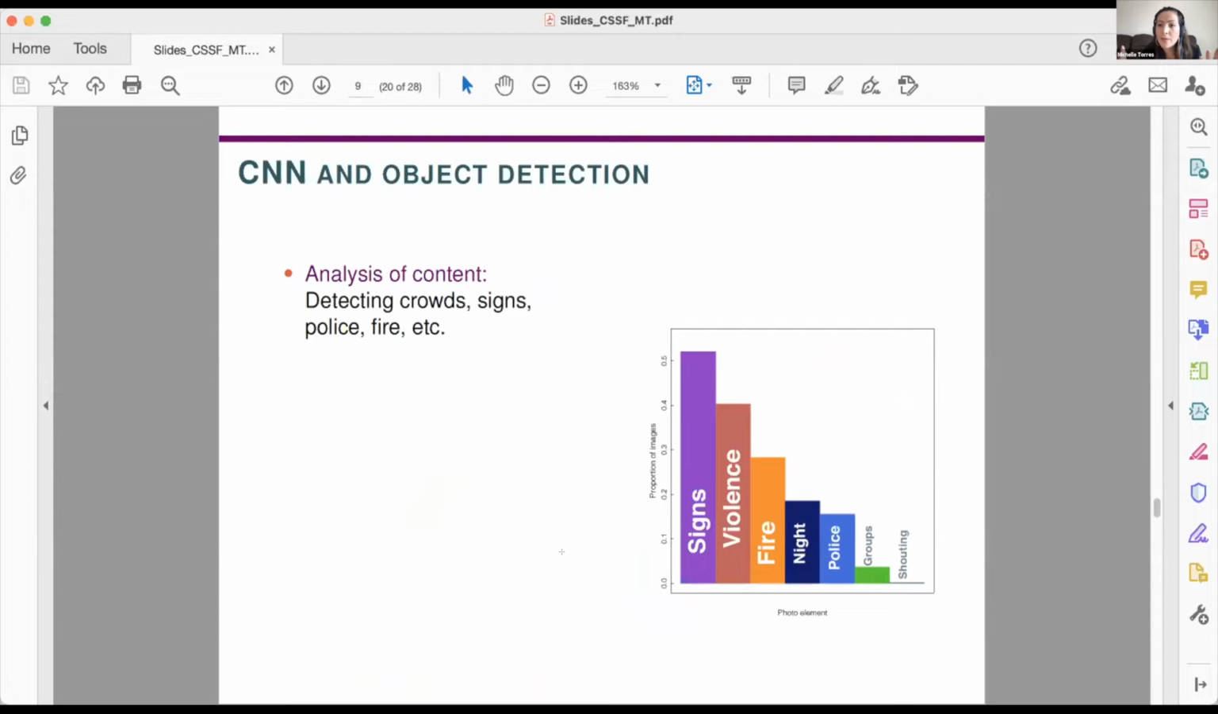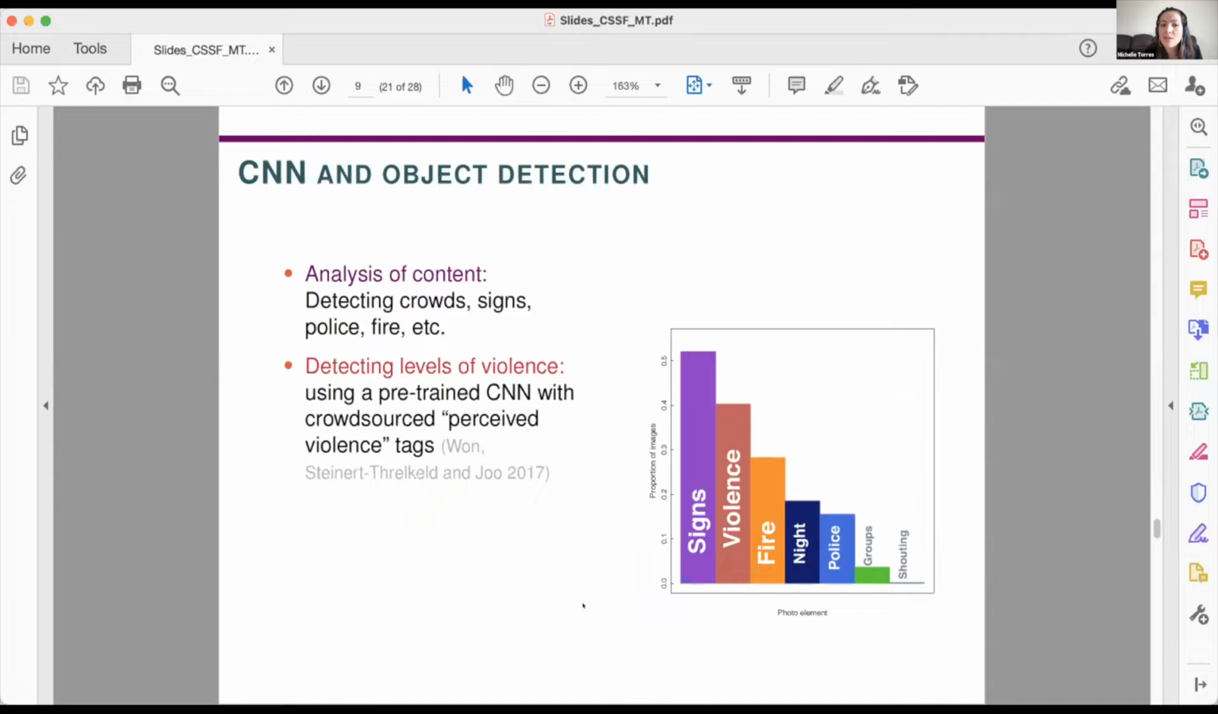For CNNs and object detection, I focus generally on detecting crowds, signs, police, fire, some of these elements that give you some idea of what's happening in those pictures and what's behind the mind of the photographer or the editor who decided to publish it, and also to detect levels of violence using these pre-trained CNNs with crowdsourced tags of perceived violence.